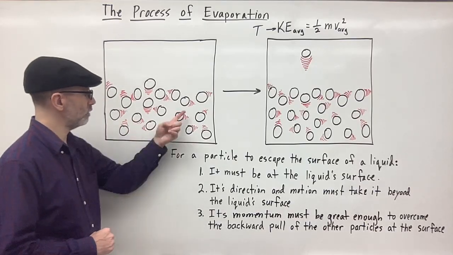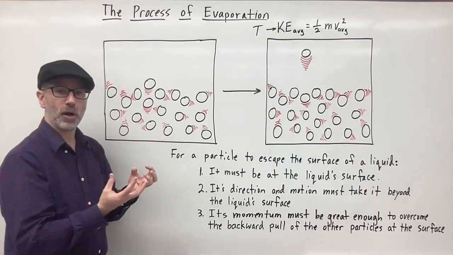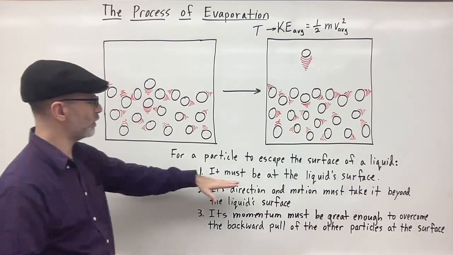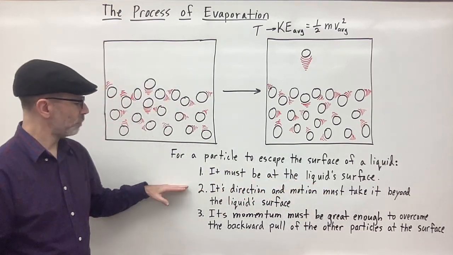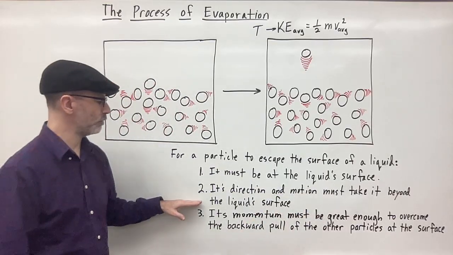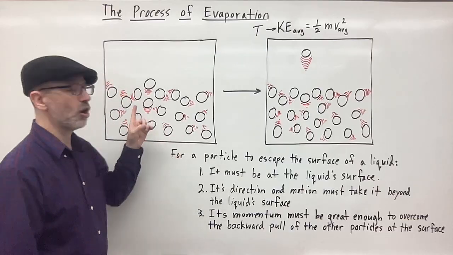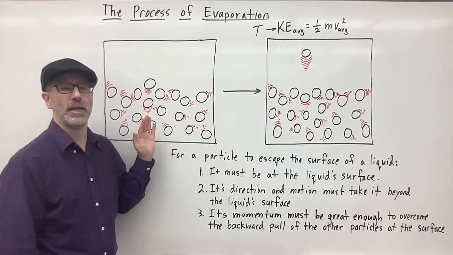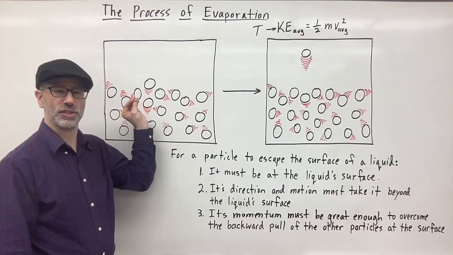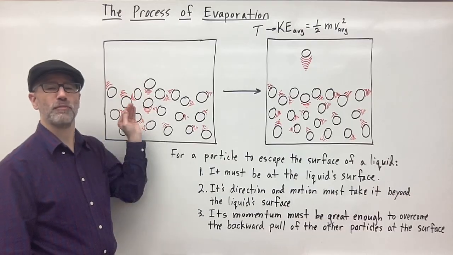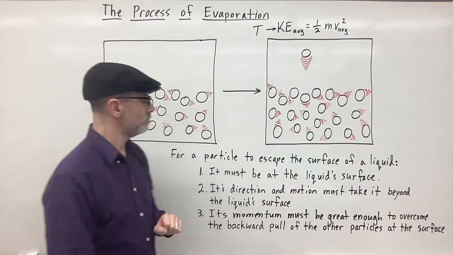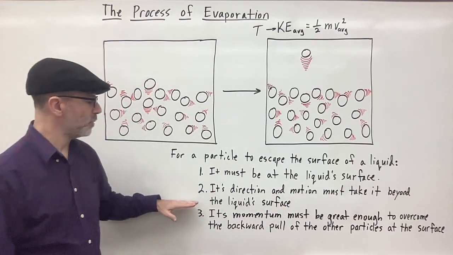Particles here are surrounded by other particles, and therefore they're surrounded by attractive forces, and they're not going to escape. So you've got to be at the liquid surface. Number two, its direction of motion must take it beyond the liquid surface. Again, if it doesn't have enough momentum, and if it's not going in the right direction, it's not going to break free of the attractive forces of other particles, and it's not going to be able to move beyond the surface.